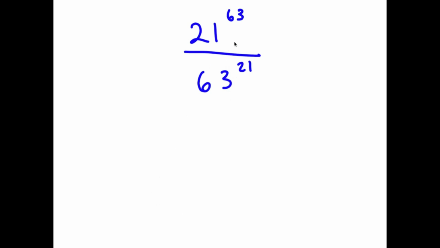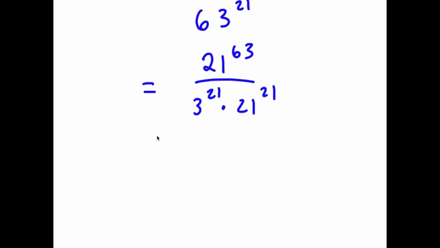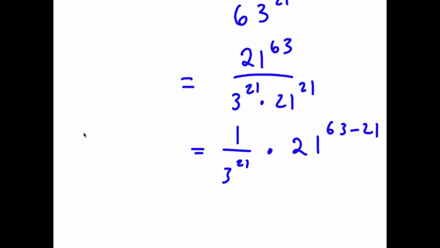Alright, so in this problem, I have 21 to the power of 63 over 63 to the power of 21. So to solve this, I'm going to first rewrite this as 21 to the power of 63 over 3 to the power of 21 times 21 to the power of 21. Now, this is the same thing as 1 over 3 to the power of 21 times 21 to the power of 63 minus 21. Because if I have something in the form a to the power of m over a to the power of n, this is equal to a to the power of m minus n. So in this case, I had 21 to the power of 63 over 21 to the power of 21. So I rewrote this as 21 to the power of 63 minus 21.